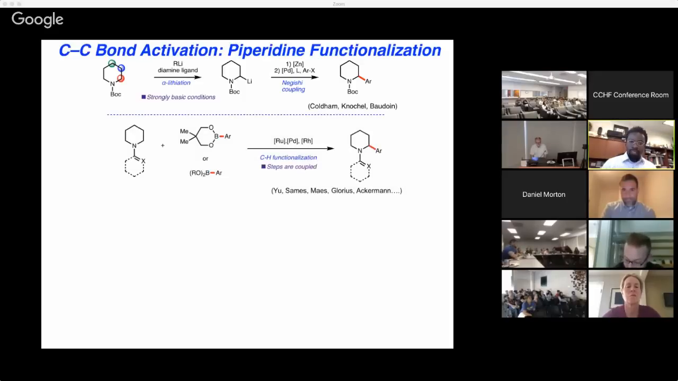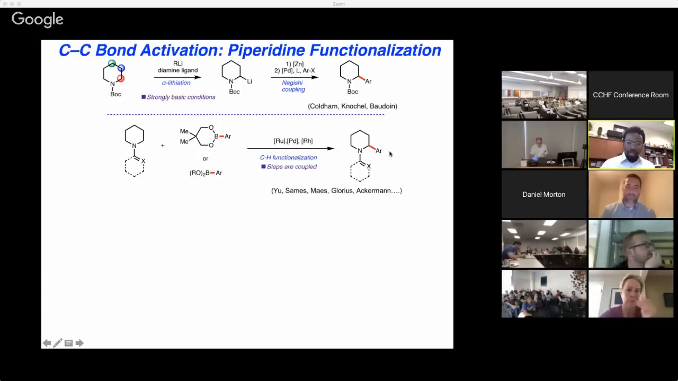Of course, in this center, there have been a lot of contributions, given the fact that these types of lithiation events are strongly basic and there's less of a functional group tolerance. There's been a real interest in being able to do this under functional group tolerant conditions, and also to essentially couple the steps of activating the position alpha to the nitrogen and also affecting the cross-coupling. And so this can now be achieved with a range of different metal complexes in the CH functionalization process.